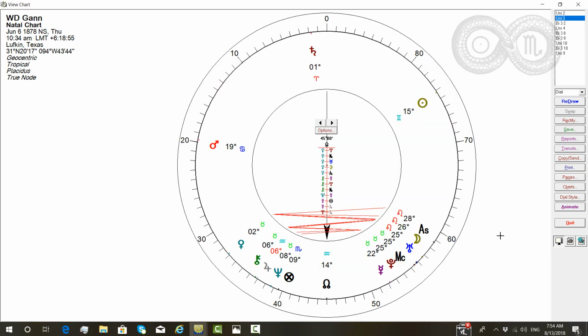And you know, eclipses are really important because you remember, eclipses just don't happen for that one day. They can be 6 months before, 6 months after.